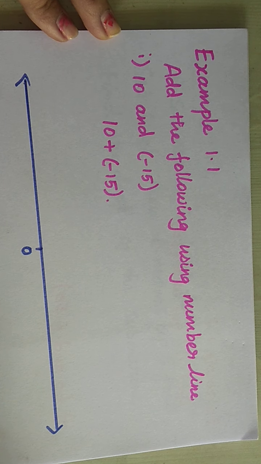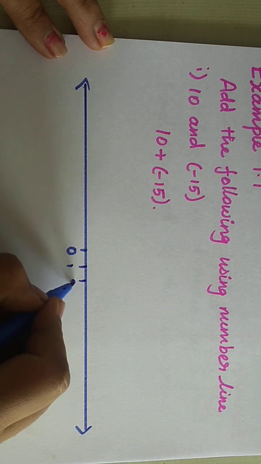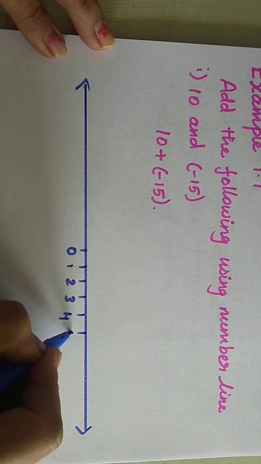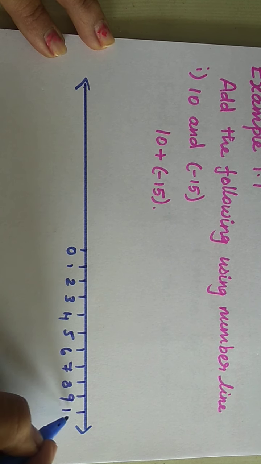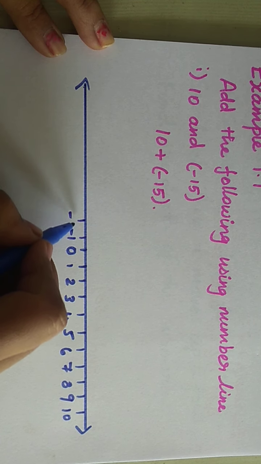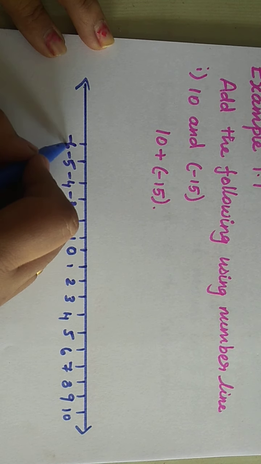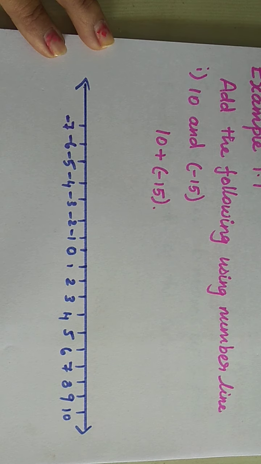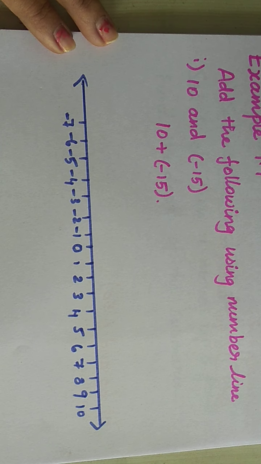Example 1.1. Add the following using number line: 10 and minus 15. So we have to draw a number line. From 0, 1, 2, 3, 4, 5, 6, 7, 8, 9, then 10. Then on the subtraction side, minus 1, minus 2, minus 3, minus 4, minus 5, minus 6, minus 7, till whatever number you want you can add it. Now we are going to draw the units.